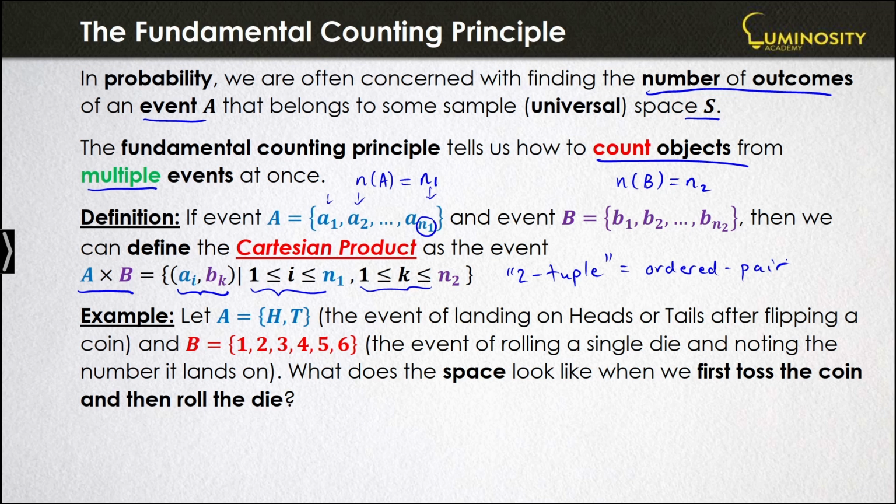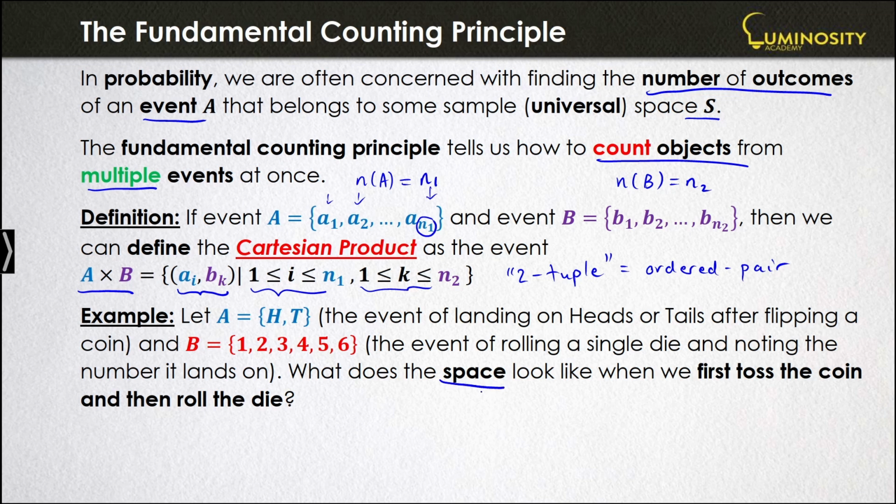So let's have a look at an example. Let A be {H, T}, so the event of landing on heads or tails after flipping a coin. And then let B be the event {1, 2, 3, 4, 5, 6}. That is the event of rolling a single die and noting the number that it lands on. So there are two events happening here simultaneously. We are tossing a coin and noting whether it's heads or tails. And then we are rolling a single die, not a pair of dice, on a table and seeing what number comes up from 1 to 6.